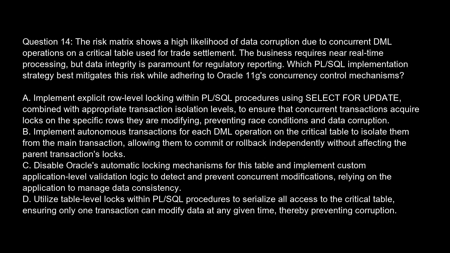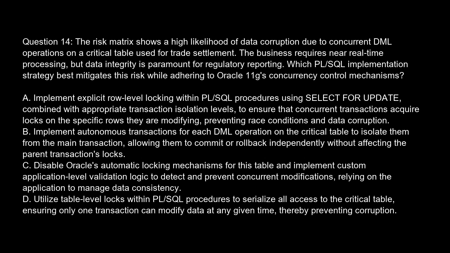Option A. Implement explicit row-level locking within PL/SQL procedures using select for update, combined with appropriate transaction isolation levels, to ensure that concurrent transactions acquire locks on the specific rows they are modifying, preventing race conditions and data corruption. Option B. Implement autonomous transactions for each DML operation on the critical table to isolate them from the main transaction, allowing them to commit or roll back independently without affecting the parent transaction's locks.